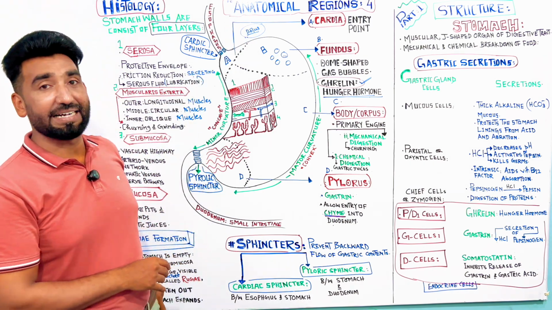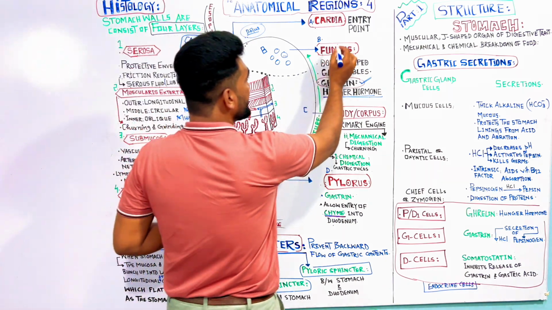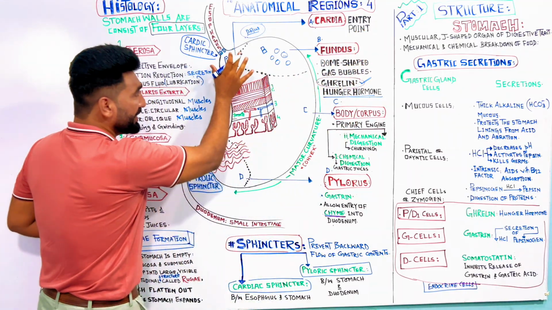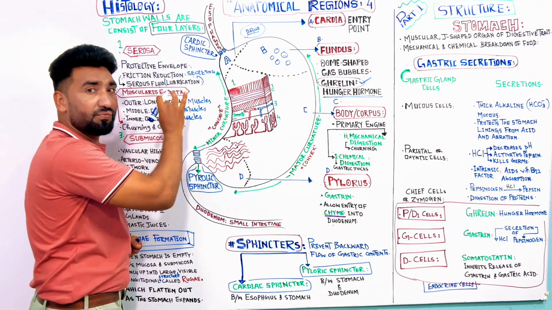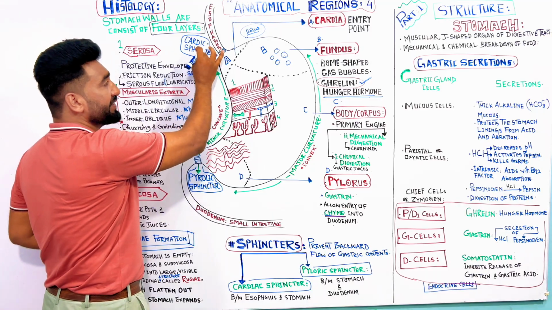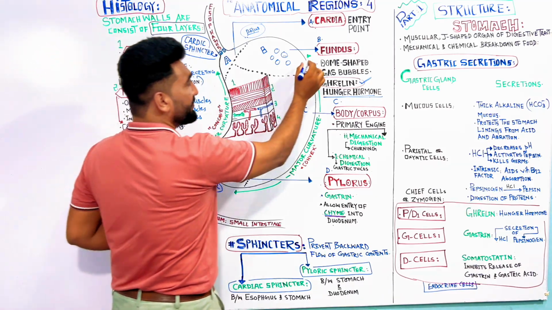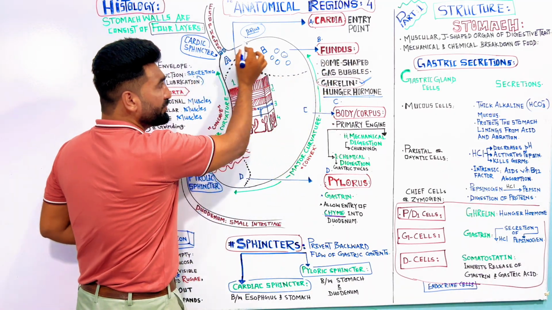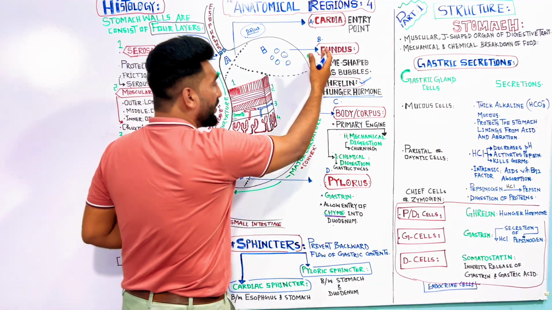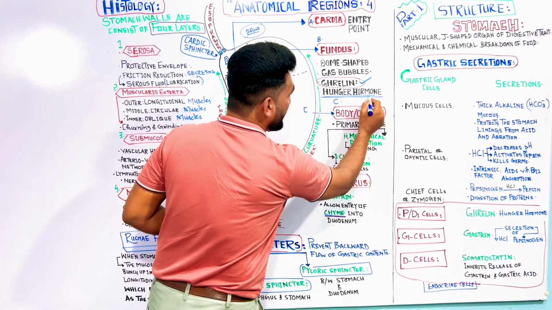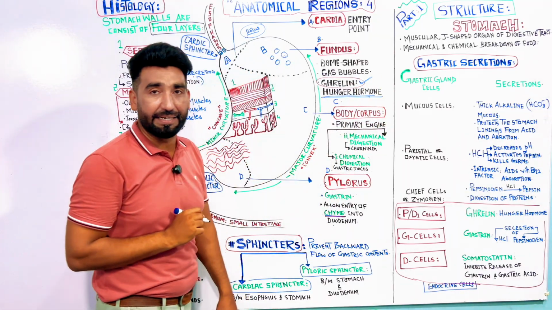Number one, cardia. Cardia is known as the entry point. Cardia receives bolus from the esophagus through a muscular wall known as the cardiac sphincter. Number two, fundus. Fundus is a dome-shaped structure that houses gas bubbles, and it is involved in the secretion of the hunger hormone known as ghrelin.